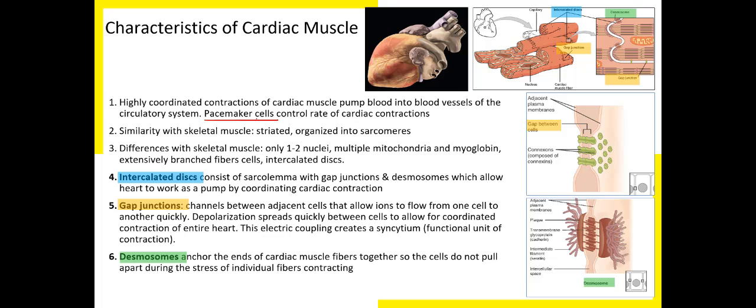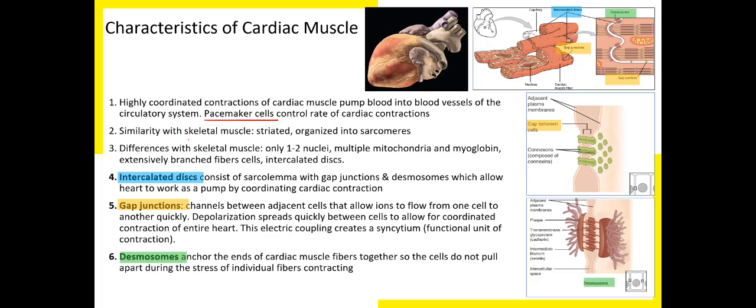If the heart is not pumping, is not contracting and relaxing in a coordinated fashion, what happens is blood doesn't leave efficiently from the heart. Blood doesn't travel through the blood vessels efficiently. Blood doesn't reach all the different tissues and cells of the body.